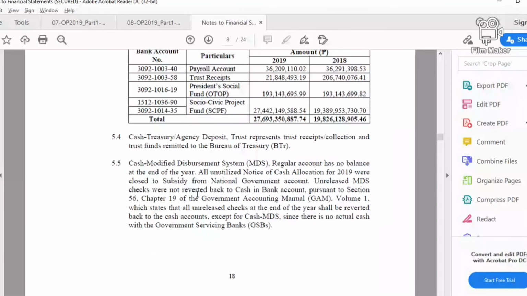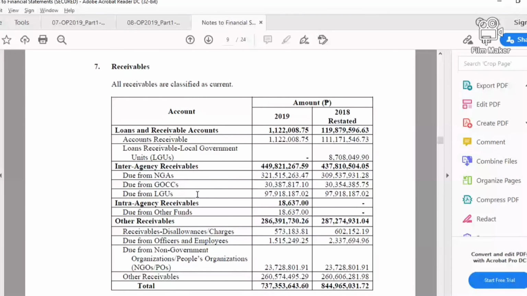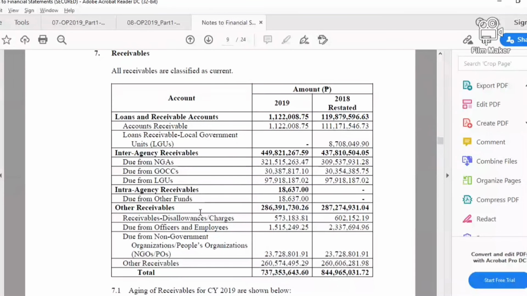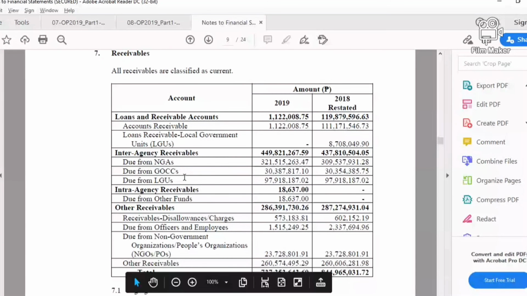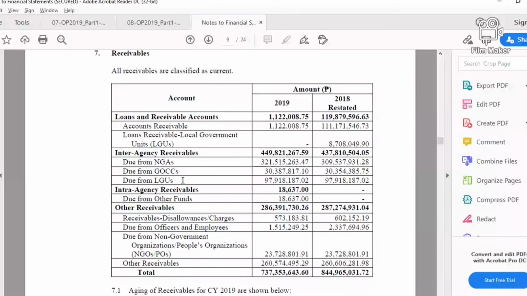Alam nyo ba guys, saan nagbe-base ang auditor ng mga audit findings? Dito po sa notes to FS. Kasi anything na ni-require ng standard na i-present sa FS na hindi mo present, that is subject for unfairly presentation of FS. Yan. Notes to FS.